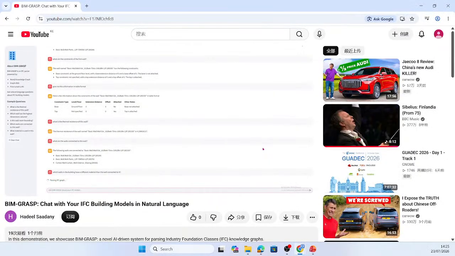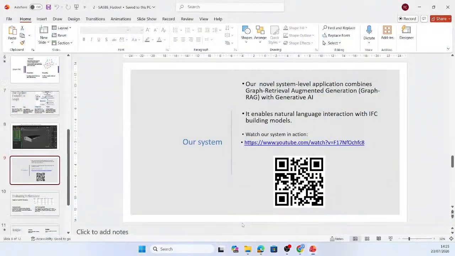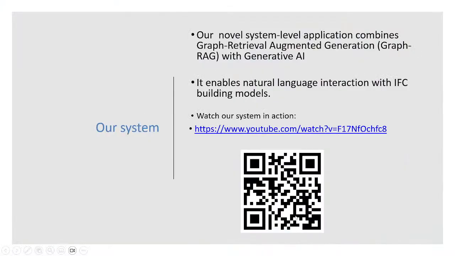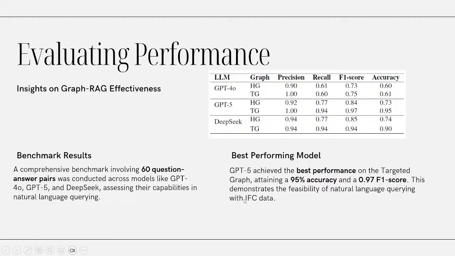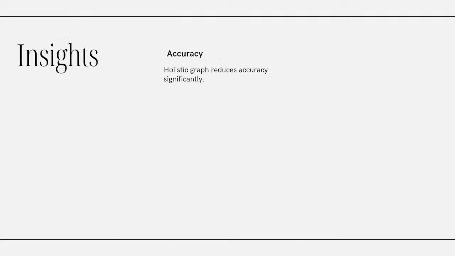Okay, in my presentation, you can have the full video through this QR code if you want, but for the sake of time, I will go a little bit faster. So that was the first experiment. We expanded on that. It was 60 questions. We tried with 3 LLMs. The best performance was GPT-5, and we had an accuracy of 95% and an F1 score of 0.97.